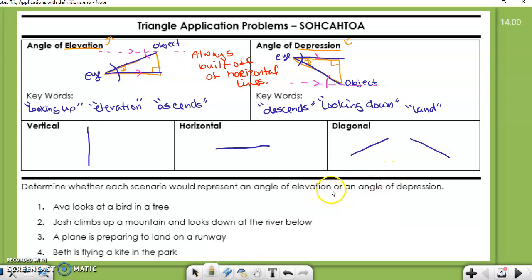All right, so let's take a look at a few scenarios and see if we can pick out whether the situation would be an angle of elevation or depression. Ava looks at a bird in a tree. Ava would be looking up, so that's elevation. Josh climbs up a mountain and looks down at the river below. Looks down, angle of depression. A plane is preparing to land on the runway. So we're looking down from our plane to our runway. That's the angle of depression. Beth is flying a kite in the park. She's on the ground looking up at her kite. That's going to be an angle of elevation.